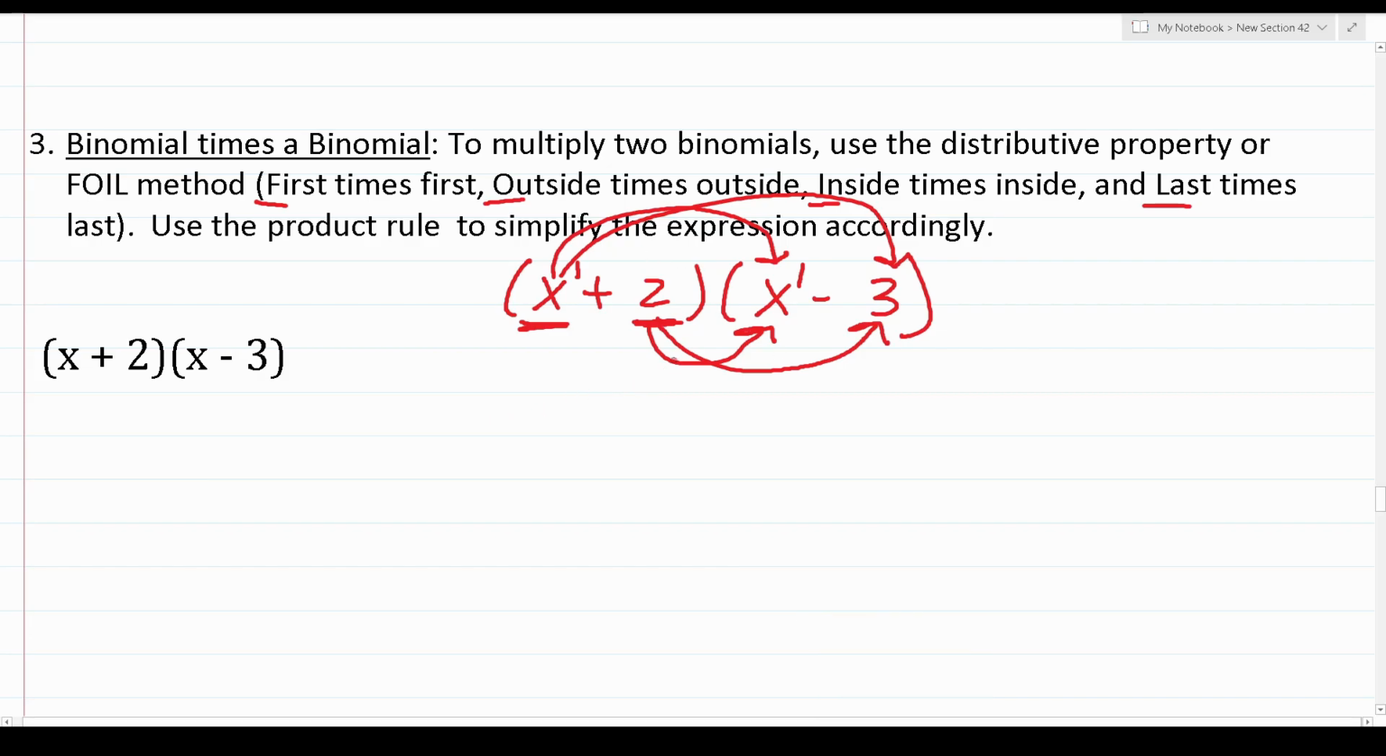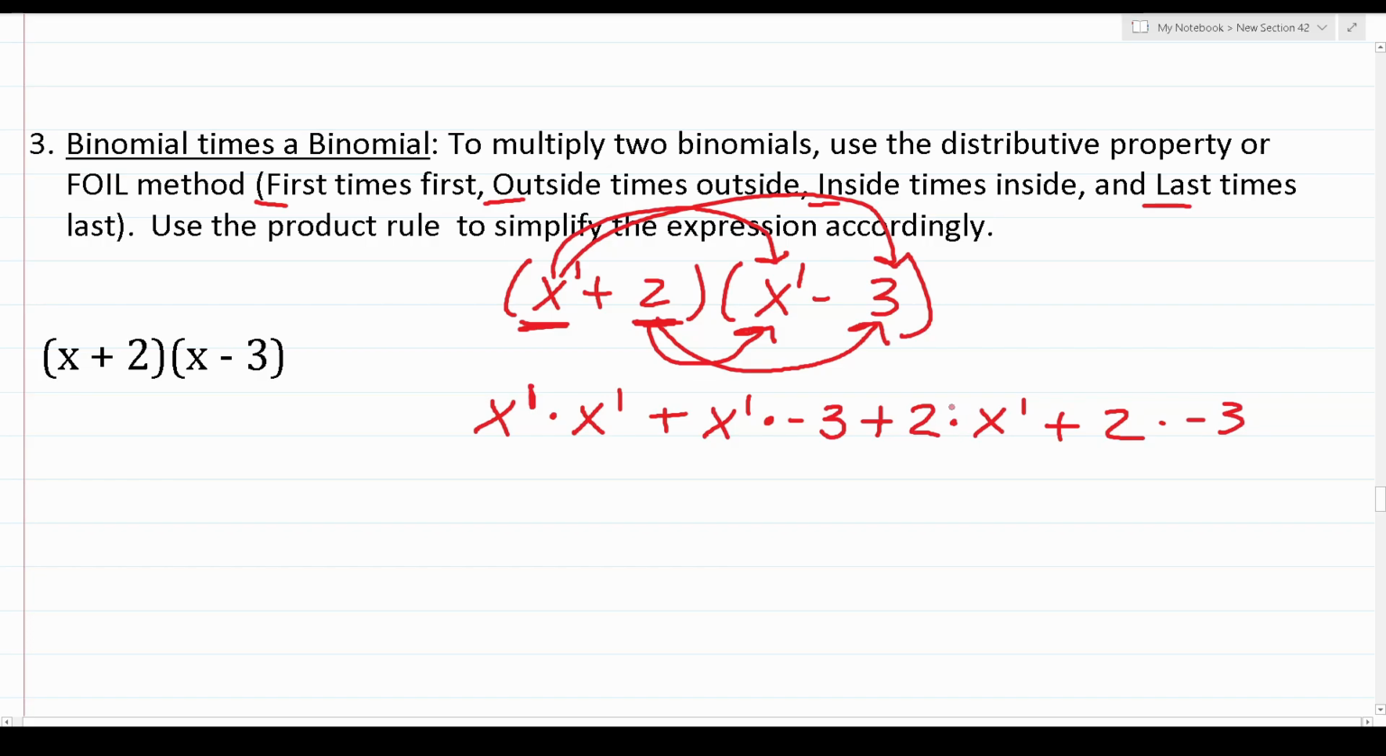All right, so let's go ahead and get started doing that. So again, first we have x to the first times x to the first, so that becomes x to the first times x to the first. And then we had plus x to the first times negative 3. After that, we moved to this 2, and then we had plus 2 times x to the first, and then we had plus 2 times negative 3.